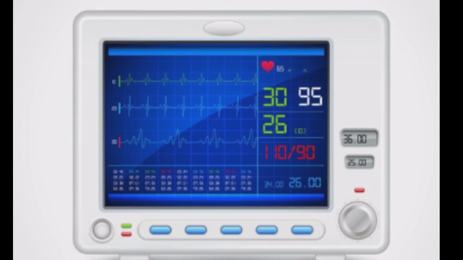Electromechanical dissociation can present either as a normal ECG or an abnormal ECG, but the important thing is the pulse. The pulse will be absent. The patient will have an absent pulse and electrical activity will be present.